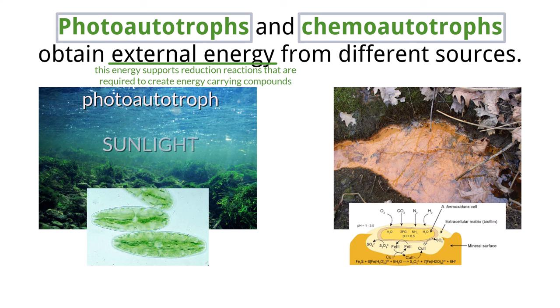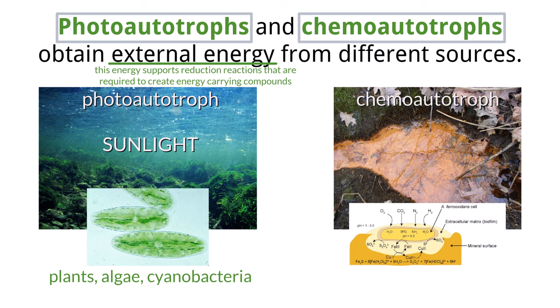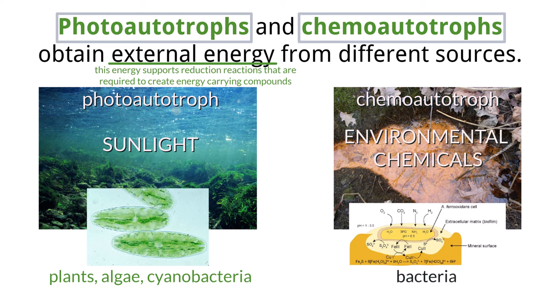Photoautotrophs use light as their external energy source and undergo the process of photosynthesis. This makes up the vast majority of autotrophs on the planet and include plants, algae, and cyanobacteria. Chemoautotrophs do not use sunlight as an energy source, and instead are able to harness the energy from inorganic chemical reactions within their environment. Certain prokaryotes, including bacteria, can undergo this process.